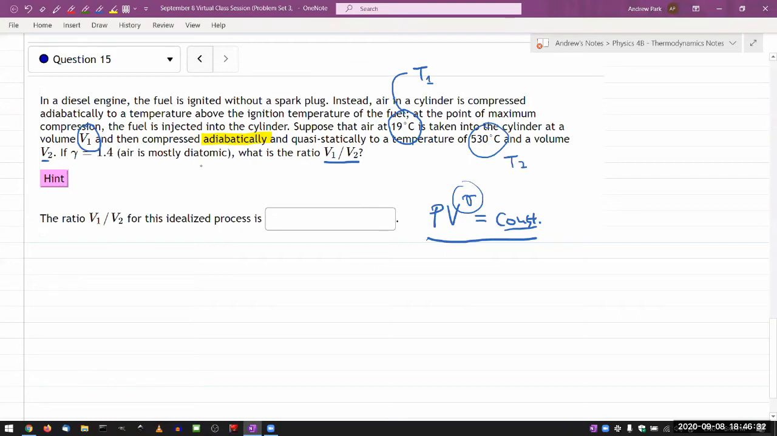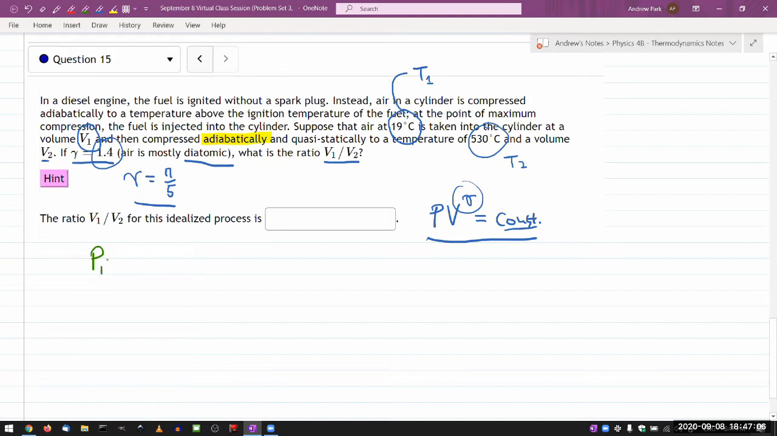This question is a little bit easier in that they actually gave you gamma. They could have told you to assume the gas is diatomic and left it to you to figure out that gamma must be 7 over 5. That's fine. You should be able to do that. But this question actually gave you what gamma should be, so it makes it a little bit easier for you. So this is the expression you are able to start out with, knowing that the process is adiabatic.